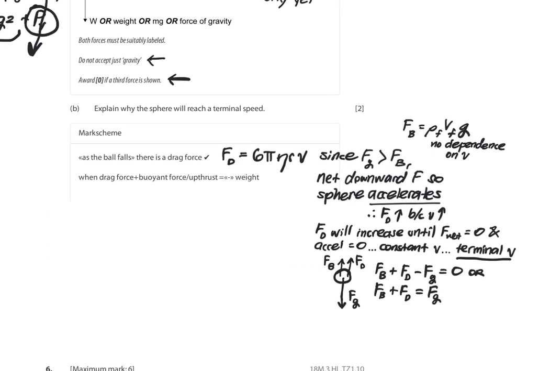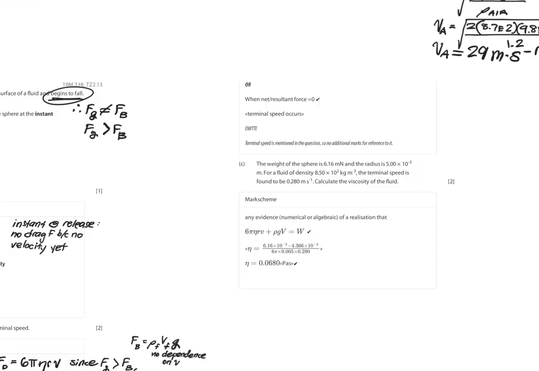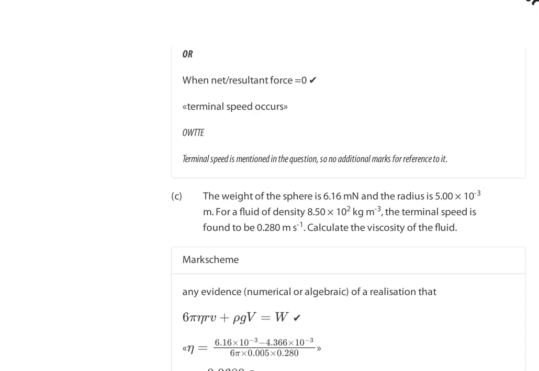Now, the question says, explain why the sphere will reach a terminal speed. So probably if you get into that notion about the net force, like for instance, it says, as the ball falls, there is a drag force, right? When drag force plus the buoyant force is equal to the weight, then the net force is 0, right? And it says, or when the net force is equal to 0, which is what I just said, terminal speed occurs, or words to that effect.